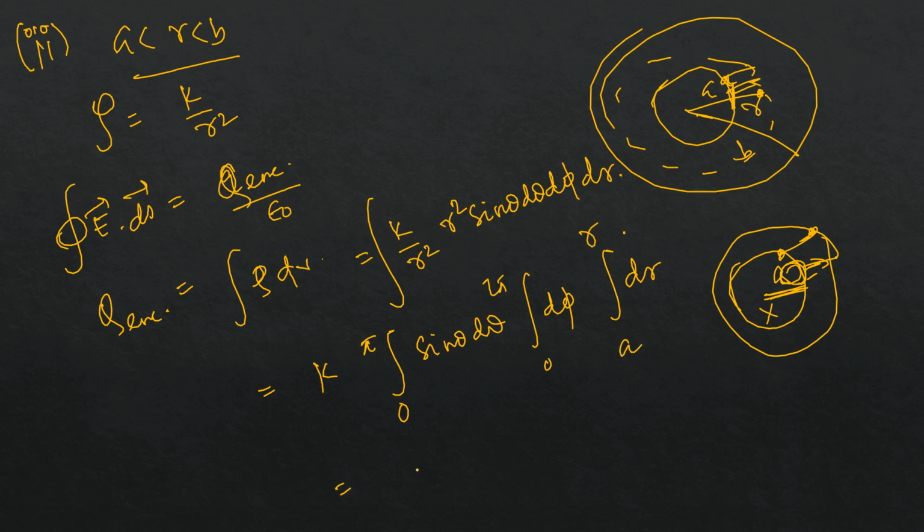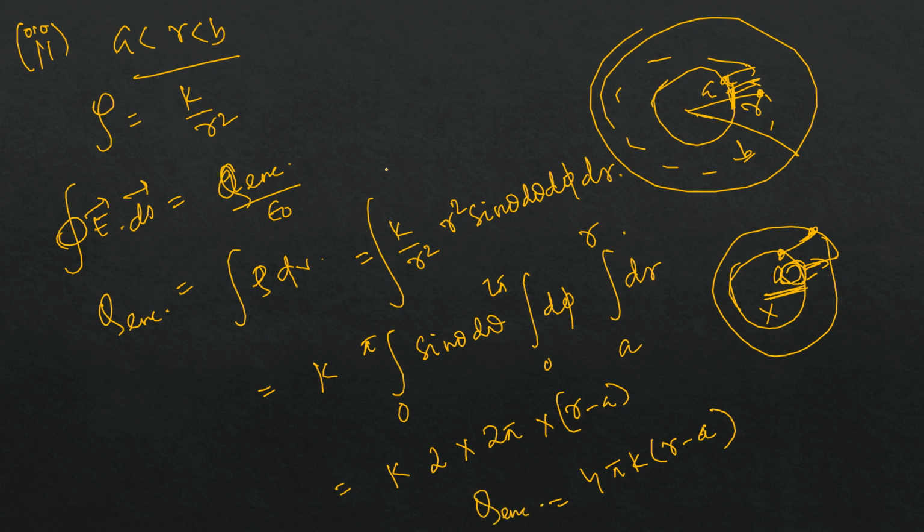Did you get it? So K, sine theta d theta from 0 to pi will give me 2, and the d phi integral will give me 2 pi, and this is your R minus A. The answer is 4 pi K (R minus A). Is that alright? 4 pi K (R minus A). This is your Q enclosed.